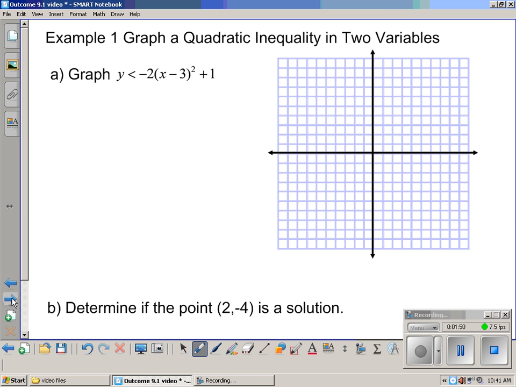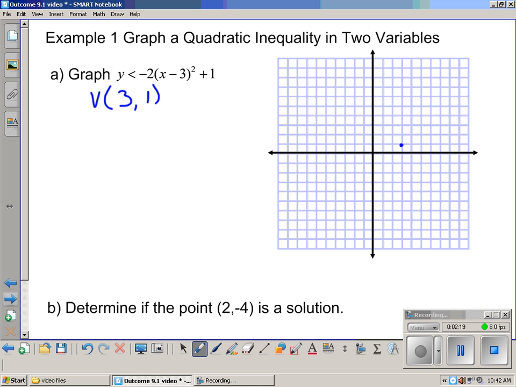Let's try one where we have to create the graph. So graph y is less than negative 2 times (x minus 3) squared, plus 1. To graph this, we know that our vertex is at the point 3, 1. So we can graph that point. Over 3, up 1.